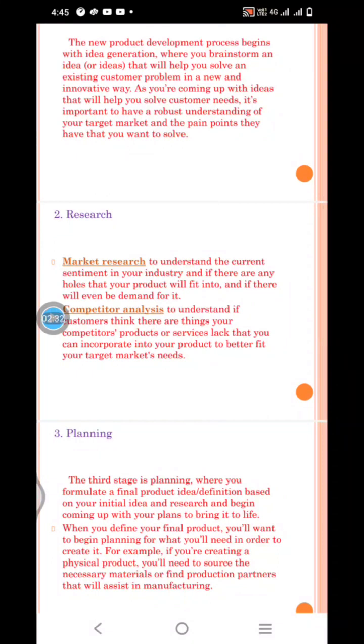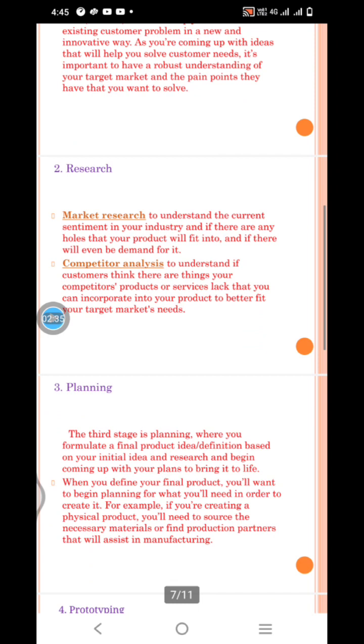The second stage is research. Once you have developed a product idea, the next step is conducting research to flesh it out. There are various steps you can take to do this, like number 1, market research, and number 2, competitor analysis. Market research is to understand the current sentiment in your industry, if there are any holes that your product will fit into, and if there will even be demand for it. That is called market research.